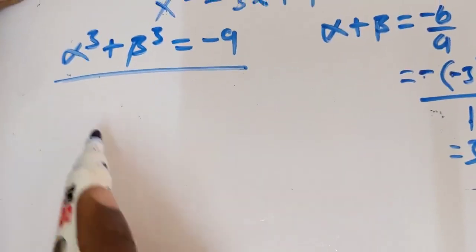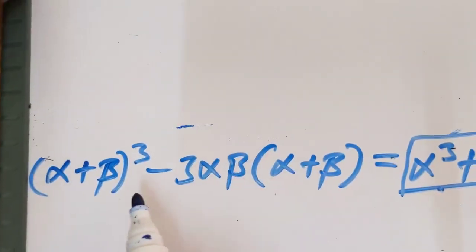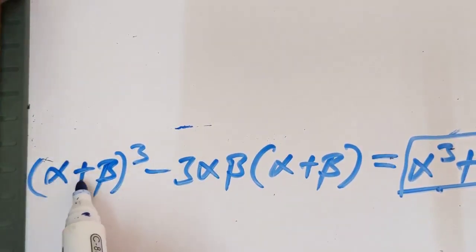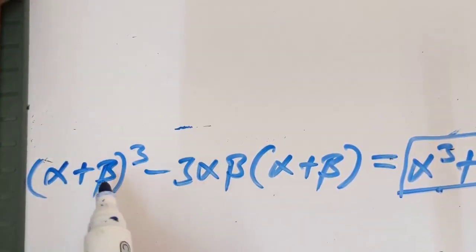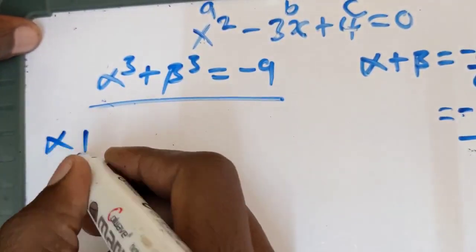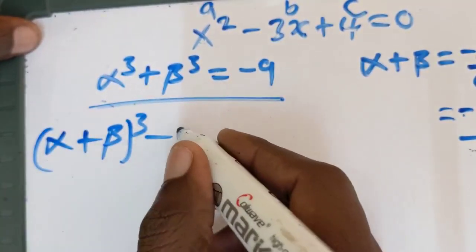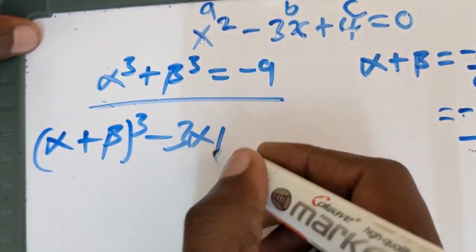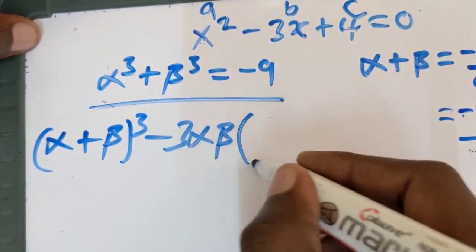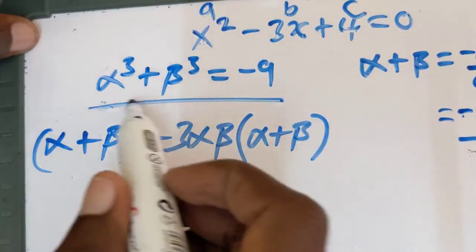So you know that this one, we have found it, and it is this thing right here. It is alpha plus beta to the power 3, in the bracket, then minus 3 alpha beta, plus alpha beta. Okay, so let's replace this part. So it is alpha plus beta to the power 3 minus 3 alpha beta, open bracket, alpha plus beta. So we have just replaced this one.